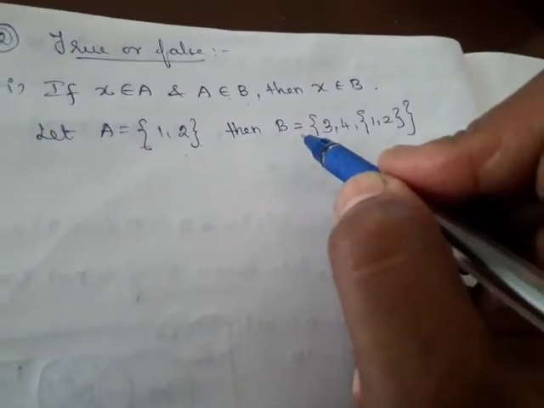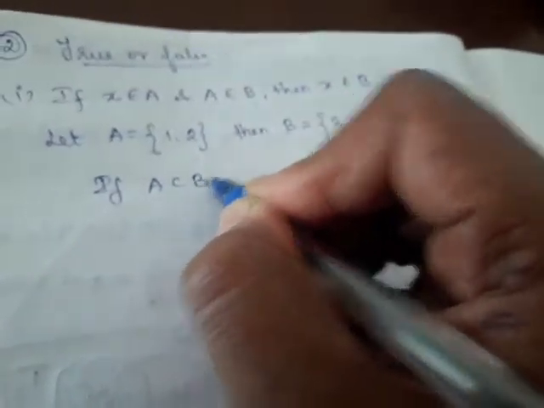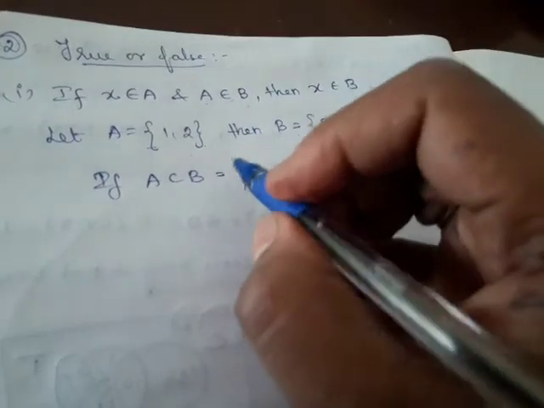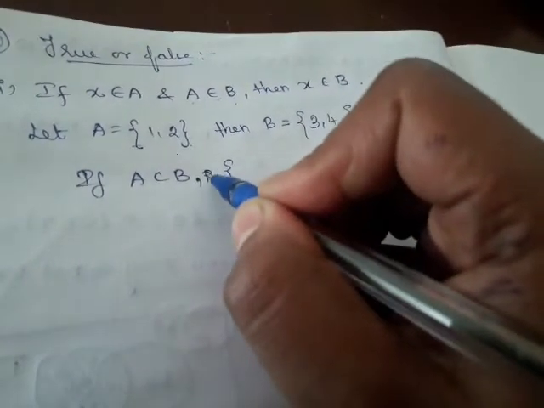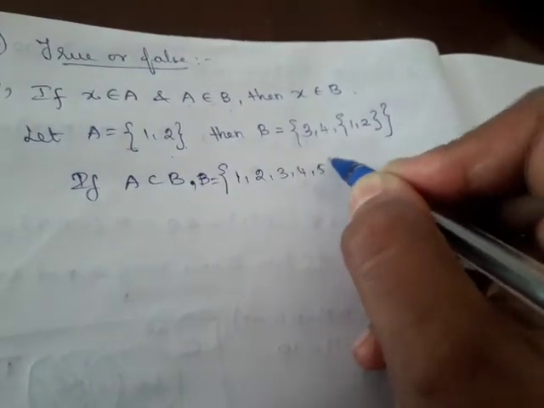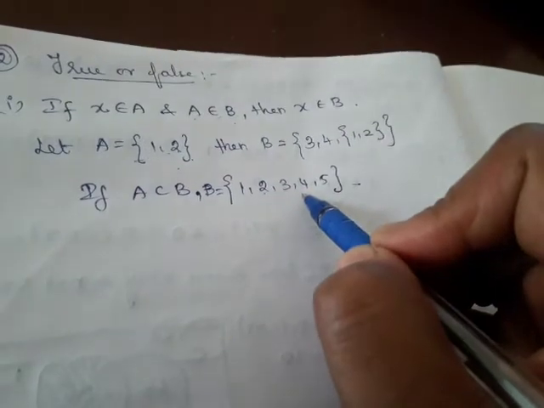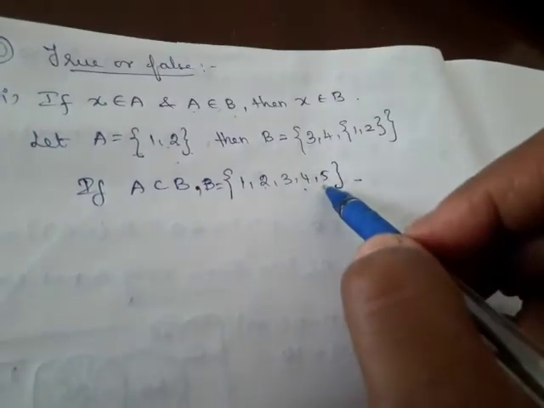Hope you understood. If they say A is a subset of B, if suppose A is a subset of B, then B will have elements like this: 1, 2, 3, 4, 5. Then here the elements of A are also elements of B, therefore A will become a subset of B.